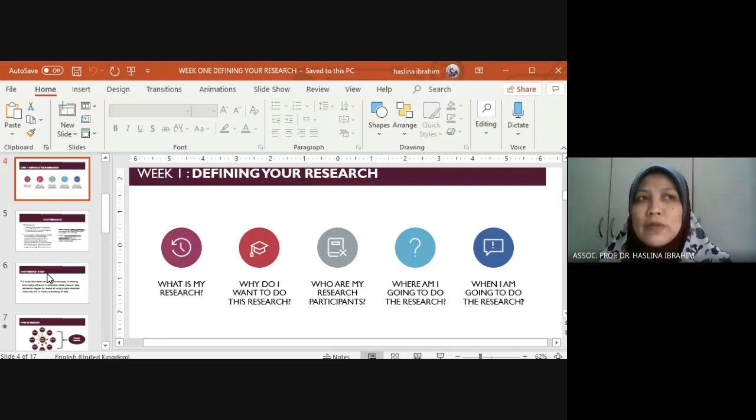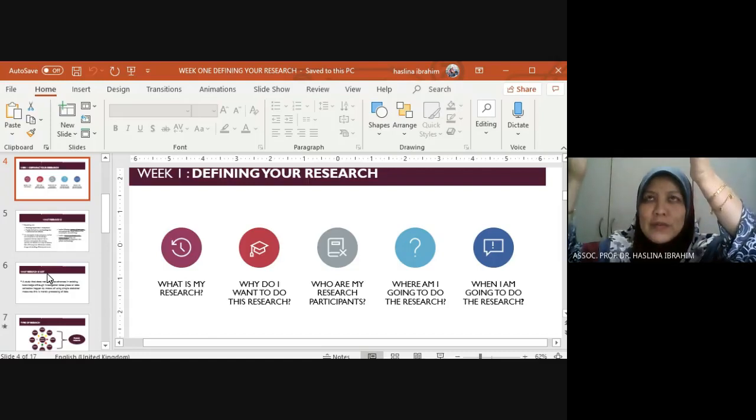My supervisor gave me a very good analogy when I wrote my PhD thesis. He said that, Haslina, if you look at your thesis, your chapterization especially should go like this. I don't know whether you can see me or not. From the very beginning, it's wider, wider. You see the breadth of it.